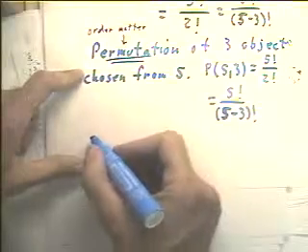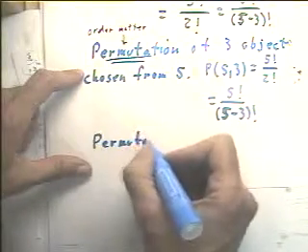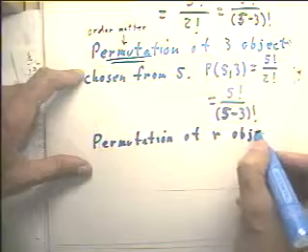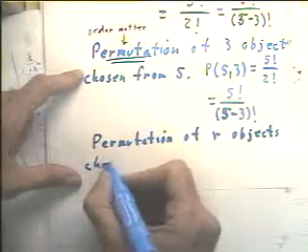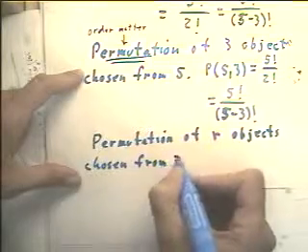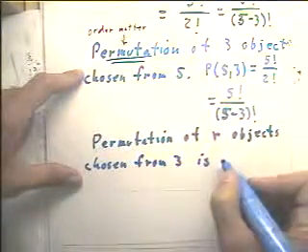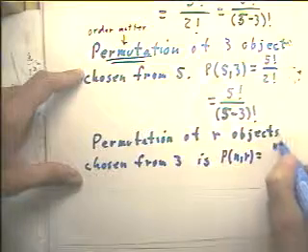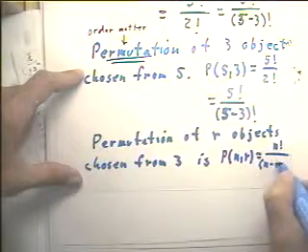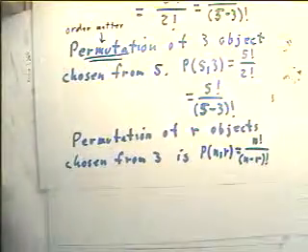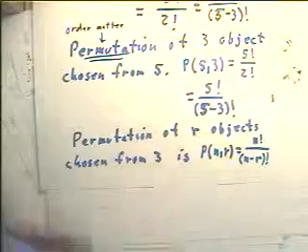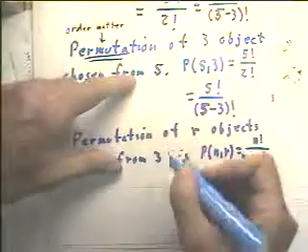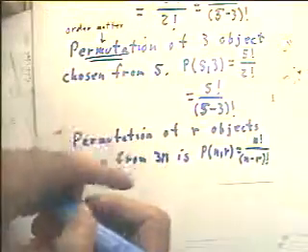Okay, in general, we're going to say that the permutation of r objects chosen from n, just generalizing this expression, P of n, r will be n factorial divided by the quantity n minus r factorial. And there's our definition of permutation. If we have this many objects, it should be chosen from n objects.